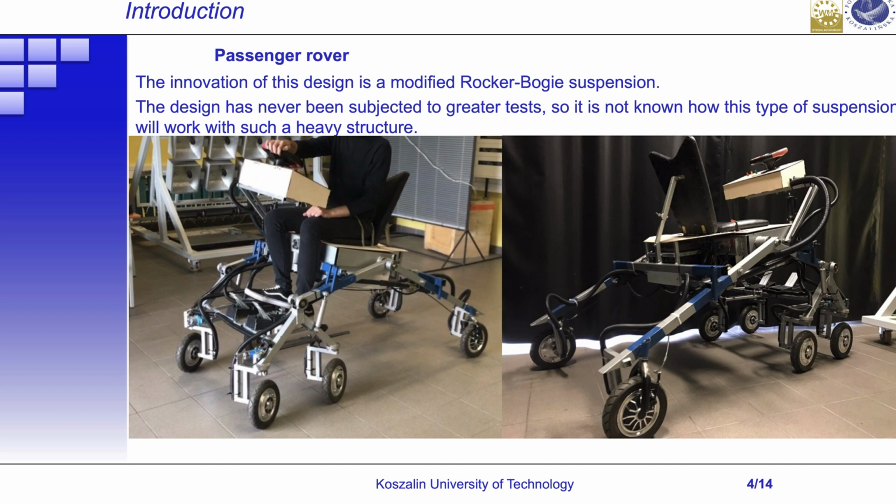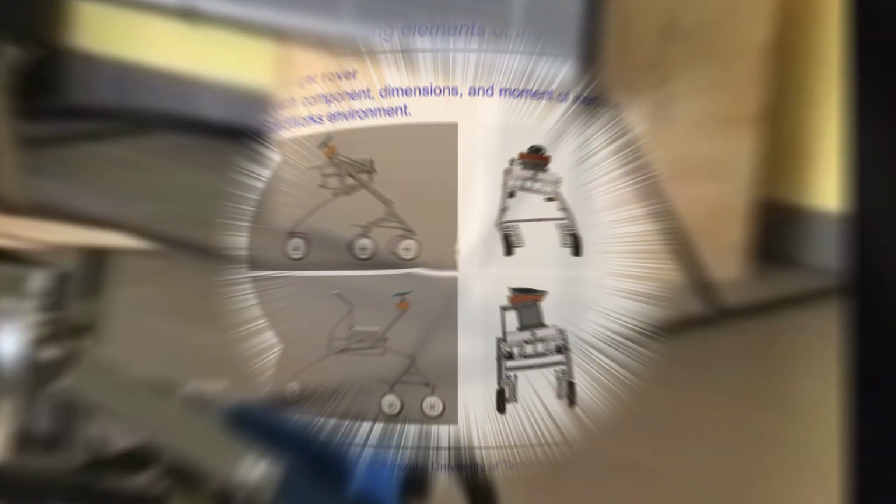The innovation of this project is a modified suspension of the rocker bogie type, which allows you to adjust the clearance of the vehicle depending on the mode using electric actuators. Thanks to this solution, the rover can be controlled remotely in autonomous mode, or its suspension can be lowered, thus turning it into a passenger vehicle. Simulations conducted on the model are to determine what capabilities the built vehicle has.